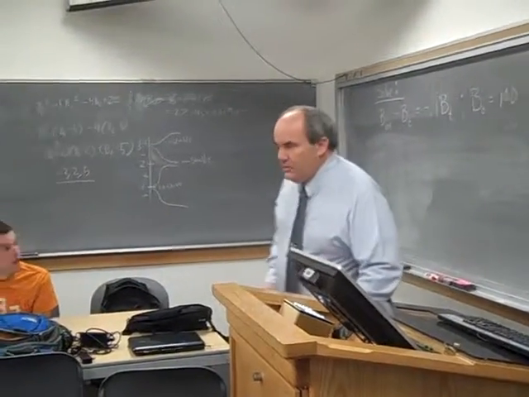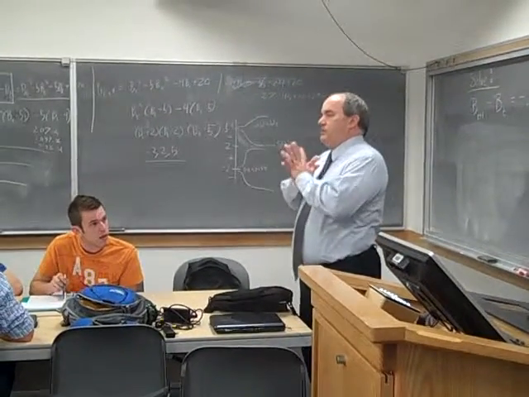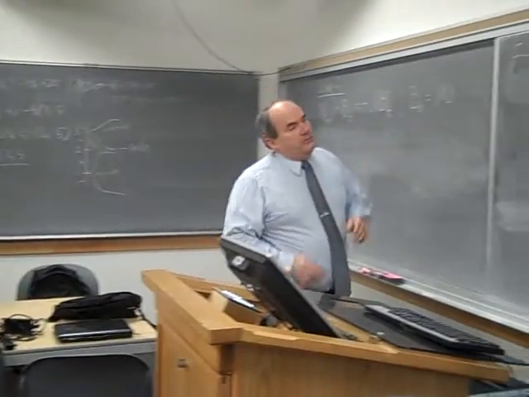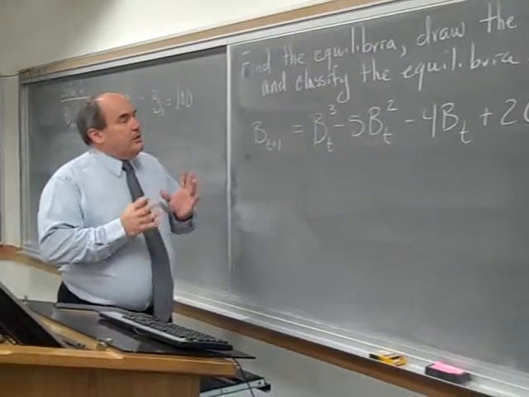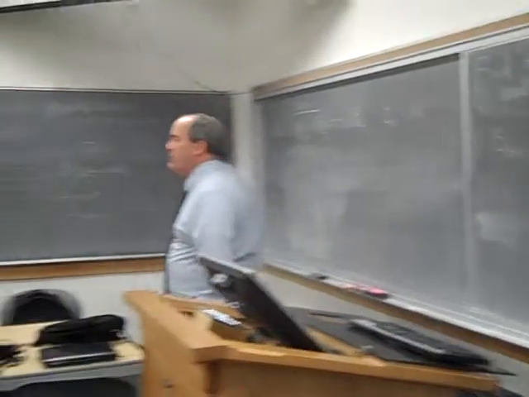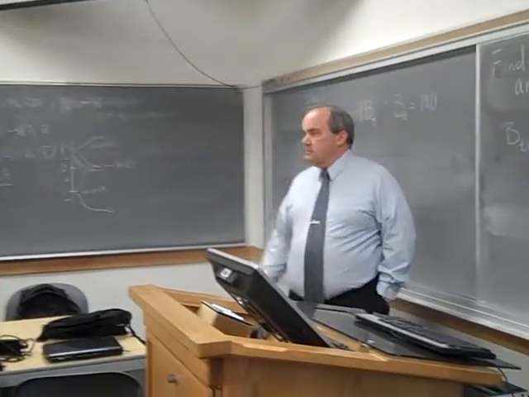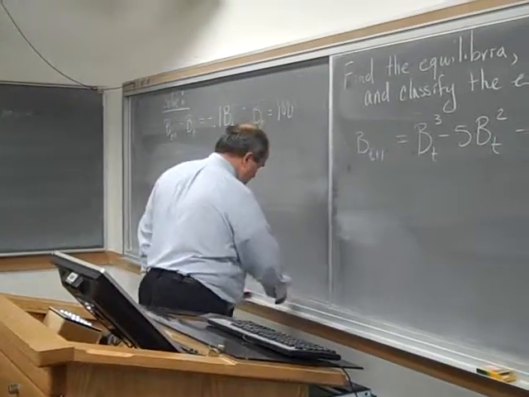So the first thing we need to do is be a little clear about what we're asking for when we ask for an equilibrium. If I want an equilibrium, what am I looking for? What's the definition of an equilibrium? Is it a place where b sub t plus 1 minus b sub t is equal to 0?